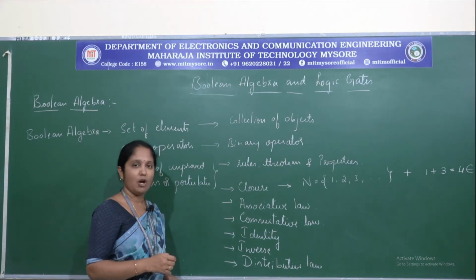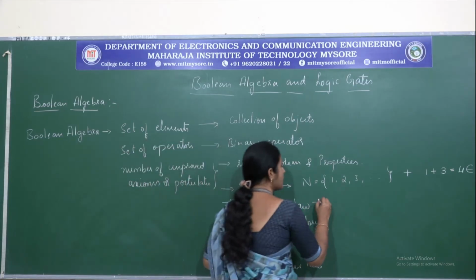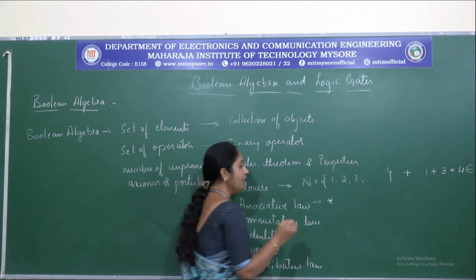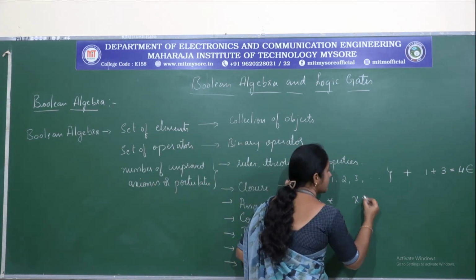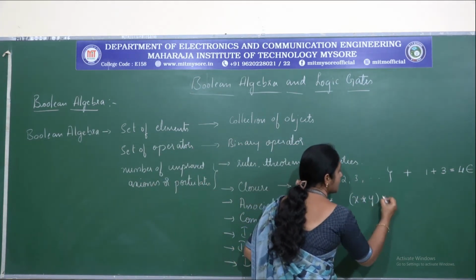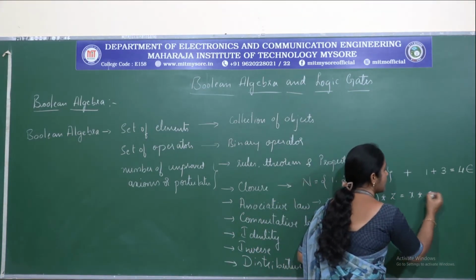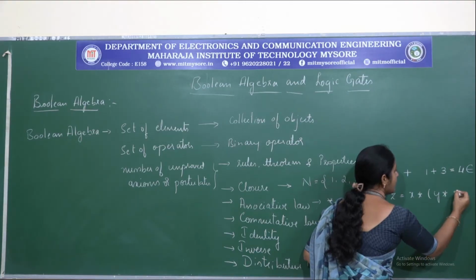Next is the associative law. The binary operator star is said to be associative whenever we have (x star y) star z equal to x star (y star z).